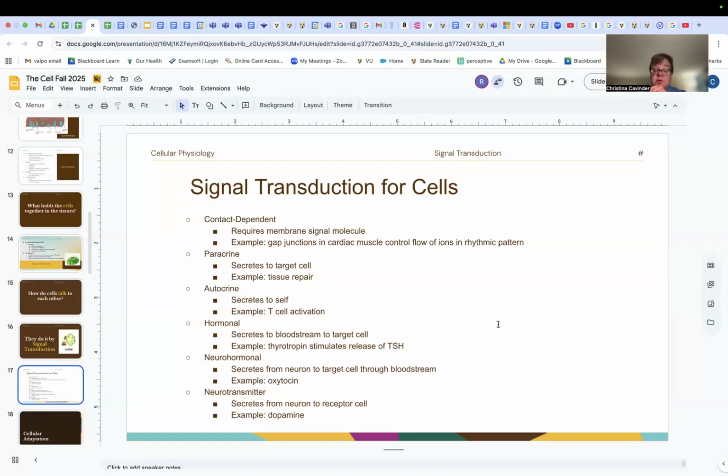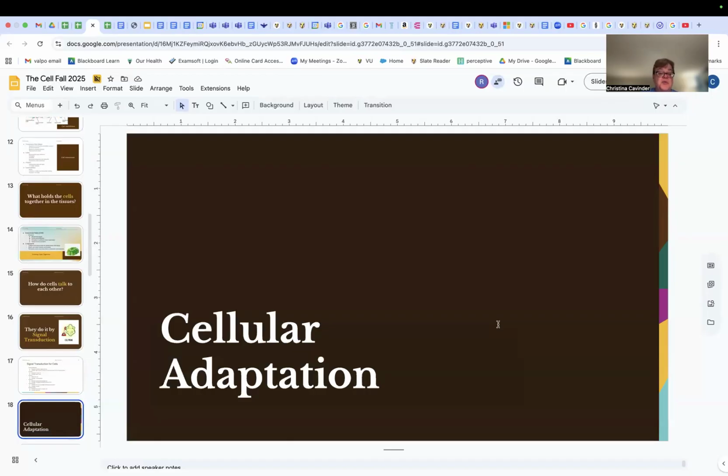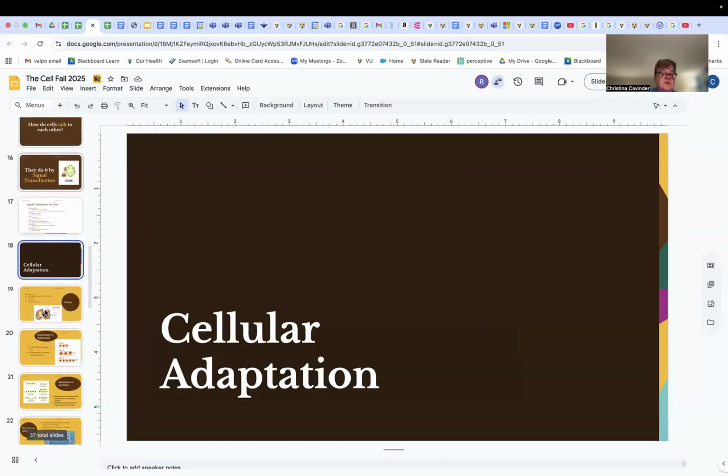You might have neurohormonal, and this secretes from the neuron to the target cells through the blood system. So we think of oxytocin, and this causes the uterus to start to contract. And then we have neurotransmitters. They secrete from a neuron to a receptor cell. Dopamine is one of those. Any of those neurotransmitters that occur in the brain, for dopamine, for epinephrine, for norepinephrine, all of those are an example of those types of communications.